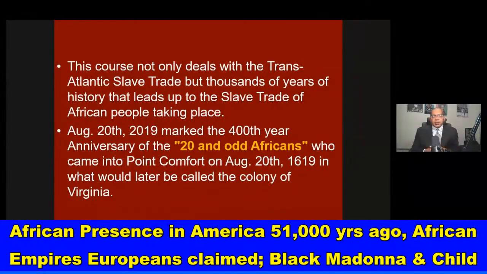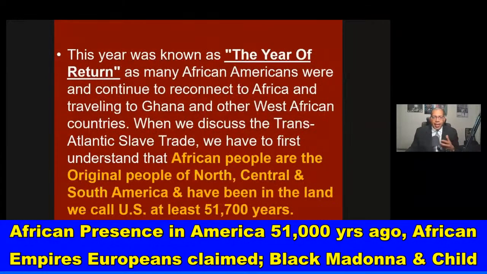August 20th, 2019 marked the 400th year anniversary of those 20 and odd Africans who came into Point Comfort in what would later be the colony of Virginia. It's actually Hampton, Virginia, that they come into. This year was known as the Year of Return. 2019 was known as the Year of Return, as many African Americans were and continue to reconnect to Africa and travel to Ghana and other West African countries.